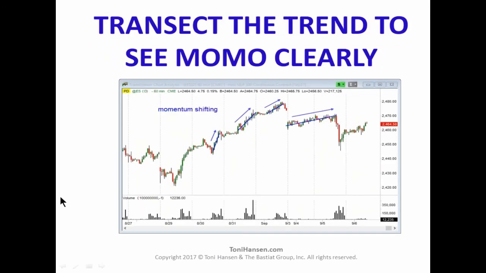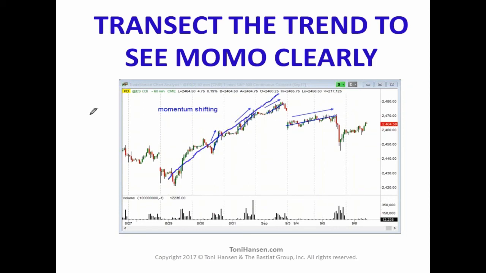Moving on, I mentioned transecting a trend to see momentum a little bit more clearly. What transecting a trend means is basically drawing a line right through the middle of most of these bars in a trend move and ignoring the extremes, like the tails on the top and the bottom. So if I'm drawing a transection of a trend, I want to look at the smaller trends within a larger trend. Here's the larger trend itself.